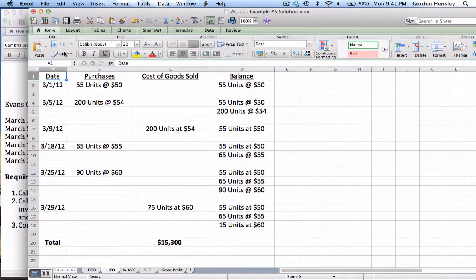So it's a slightly different answer because we peeled the layers off in a slightly different manner. But again, that's another possibility. We have all these different possible methods that we can use.